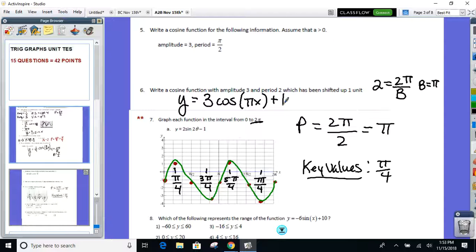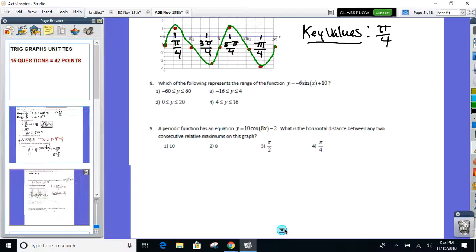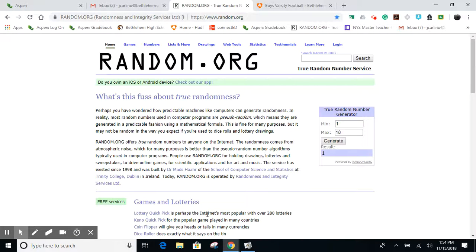Jim. Number 8. I just pause every time because I'm waiting for you to strike out here and do it a third time. 16.